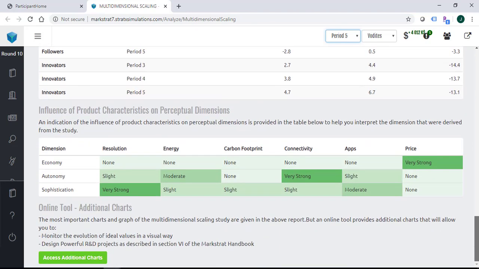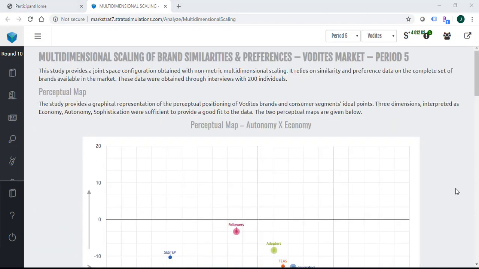We can look at the bottom part to see the influence of product characteristics on the perceptual dimensions. Sophistication is strongly related to resolution. Energy moderately influences autonomy, connectivity strongly influences autonomy, and price strongly influences economy. So this is the correlation between the multidimensional scaling perceptual dimensions and product characteristics. Again, you can use the additional charts to convert a consumer's perception to the actual attributes. This is multidimensional scaling. Hope you enjoyed the video and see you next time.